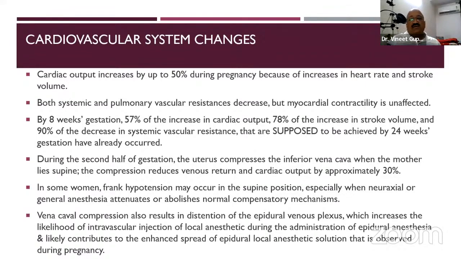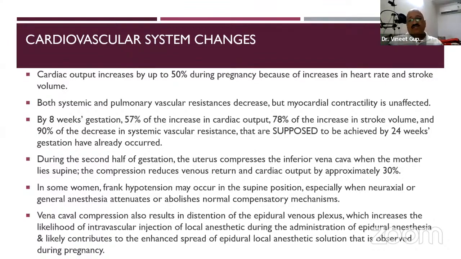An important point is that by 24-week gestation, most of the physiological changes of the cardiovascular system have happened. But out of these 24 weeks, the first 8 weeks are very important, because 57% of the increase in cardiac output, 78% of the increase in stroke volume, and 90% of the decrease in systemic vascular resistance has already happened in the first 8 weeks of gestation. So the first trimester of pregnancy is very important regarding the physiological changes of pregnancy.